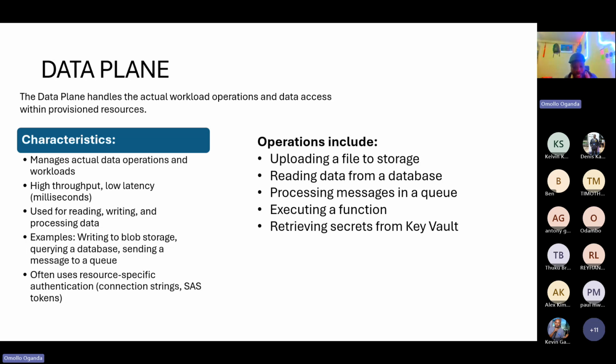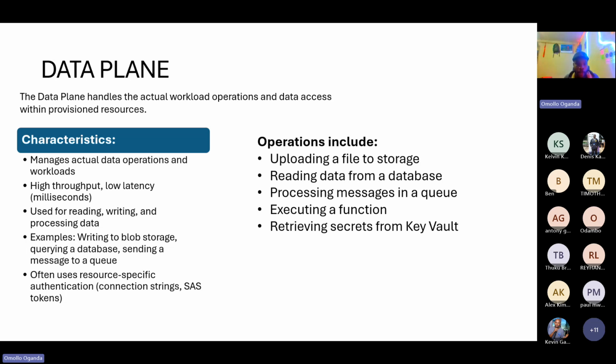Examples include writing into a blob storage, querying a database, sending a message to a queue, and many more. It often uses resource-specific authentication, such as connection strings and SAS tokens. For example, if you ever worked with Cosmos DB or even Azure Blob Storage, you need something like a connection string or resource token to authenticate your application to this resource.